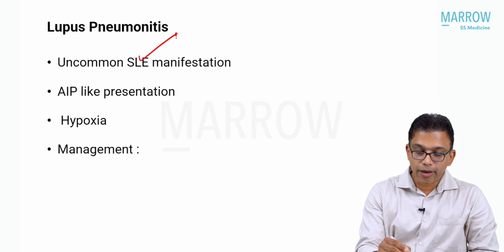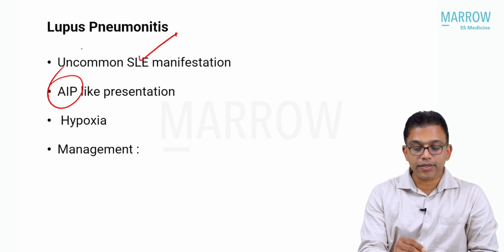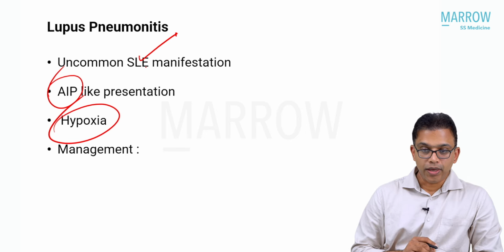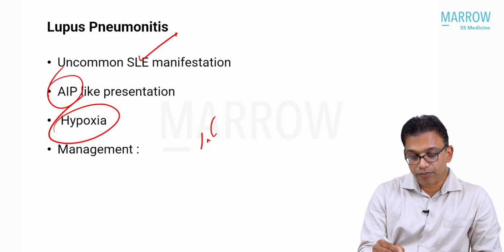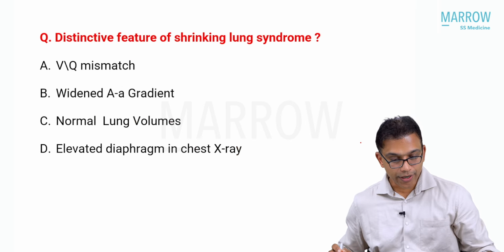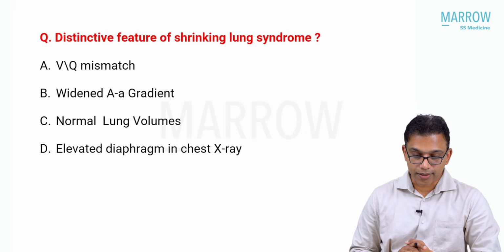So again, it is an uncommon SLE manifestation, an acute interstitial pneumonia-like presentation, where the patient can have hypoxia also. So the differential diagnosis includes infection, pulmonary edema, diffuse alveolar hemorrhage, etc. So the management, as I already told you, does not include bronchodilators.